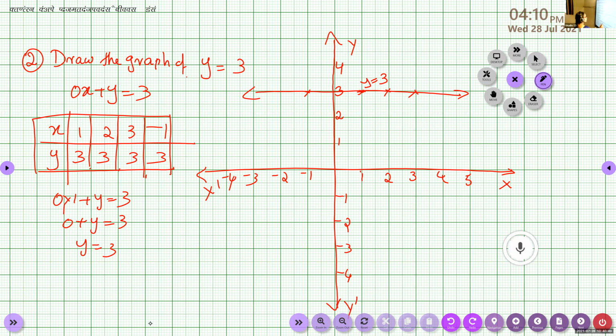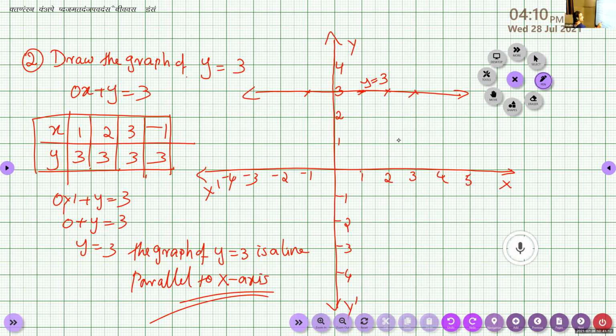Now you can draw another line, y equal to 1. All of you draw y equal to 1, parallel to the x-axis, passing through 1. So the line will be this. Same graph, on that same graph. Draw y equal to negative 2 also.